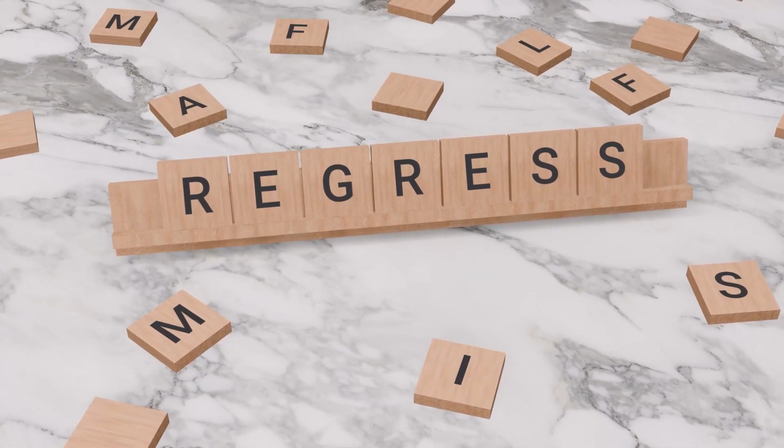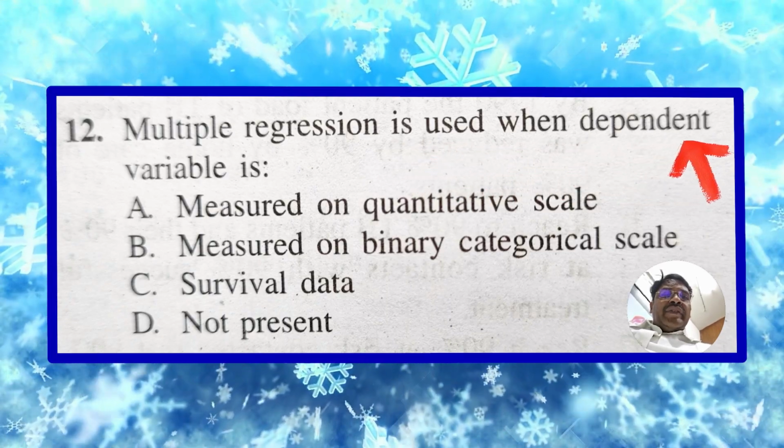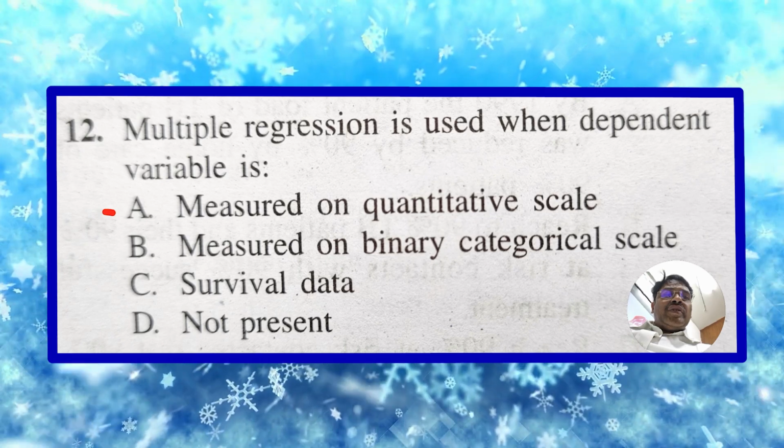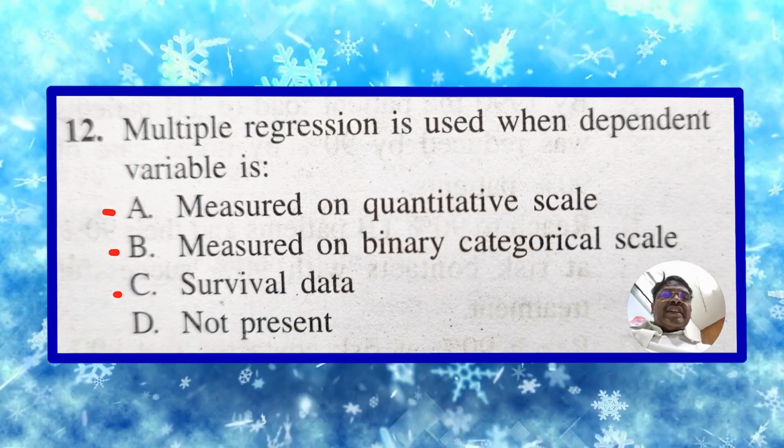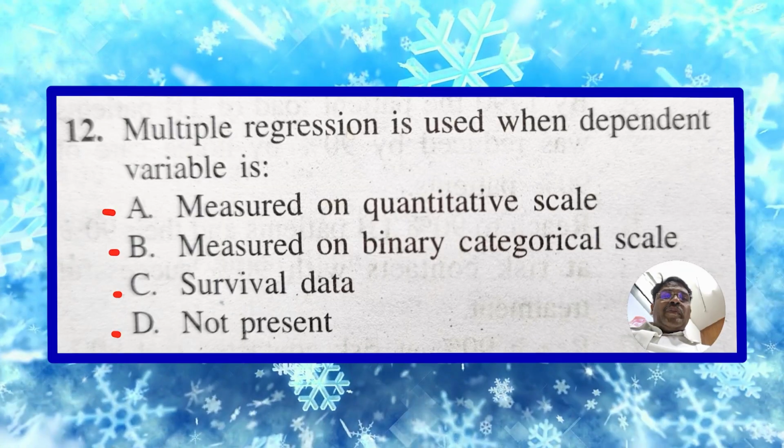Multiple regression is used when the dependent variable is: A. measured on a quantitative scale, B. measured on a categorical scale, C. survival data, D. not present.